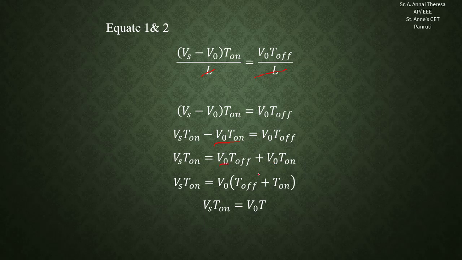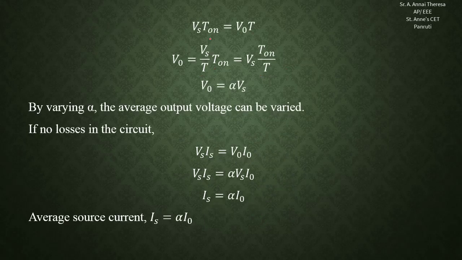Okay, now you can take this V naught common outside. So if you take it out, then V naught into T off plus T on. Again this T off plus T on is equal to total time. That is, total time is equal to T on plus T off, that is on time plus off time. So V naught into T we have written. So Vs T on is equal to V naught into T. From this, what is V naught we can find. V naught is equal to Vs T on by T. Okay, so Vs into T on by T we can write.